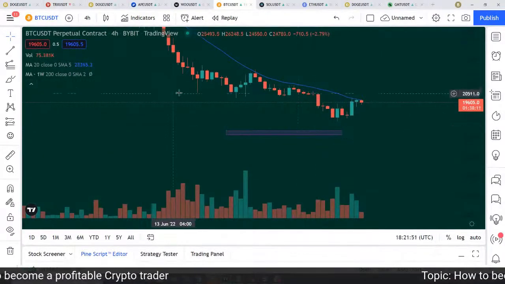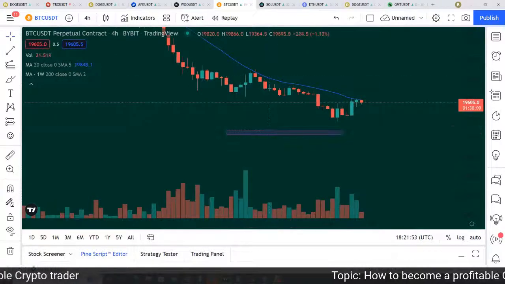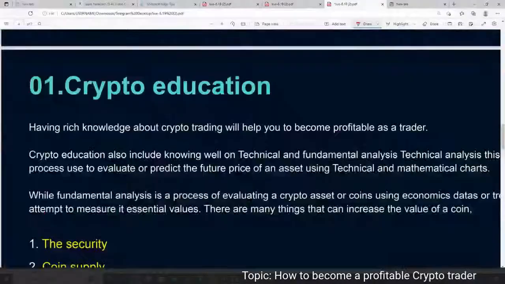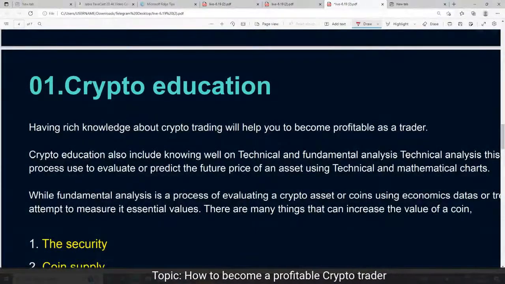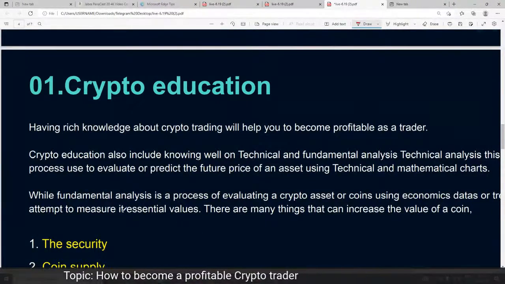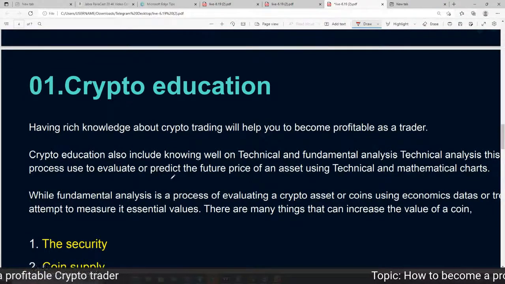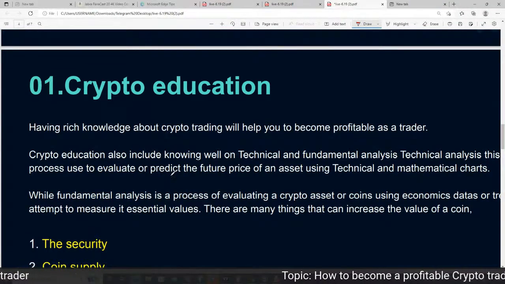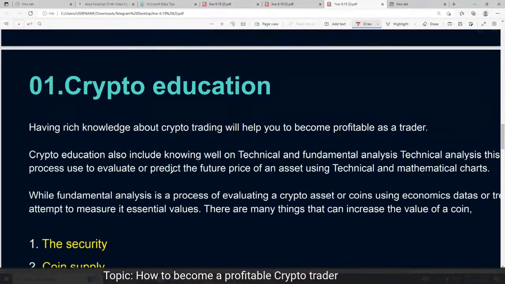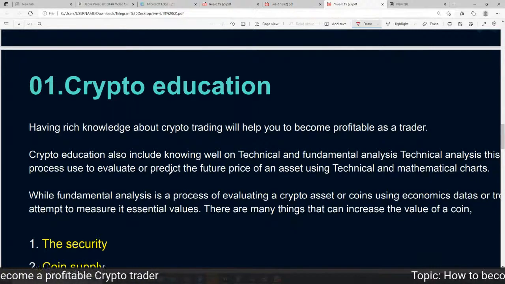Okay, now let's go to the second point. The second point we have here is fundamental analysis. This cannot be ruled out when talking about being a profitable crypto trader. You have to be a fundamental analyst in this sector.